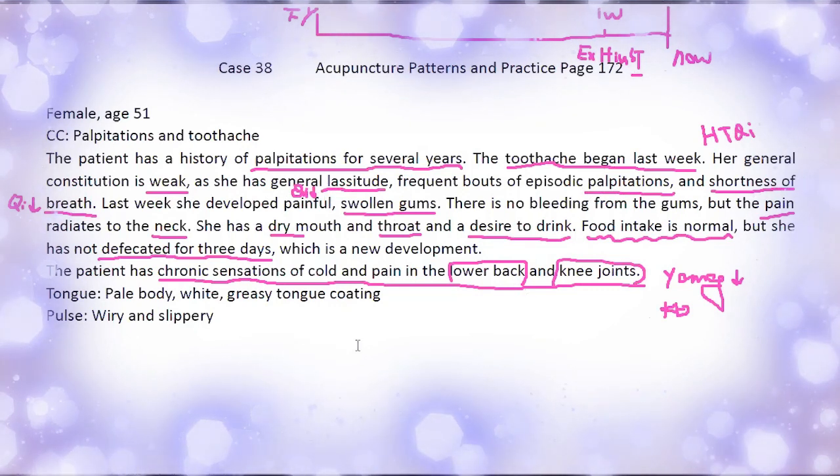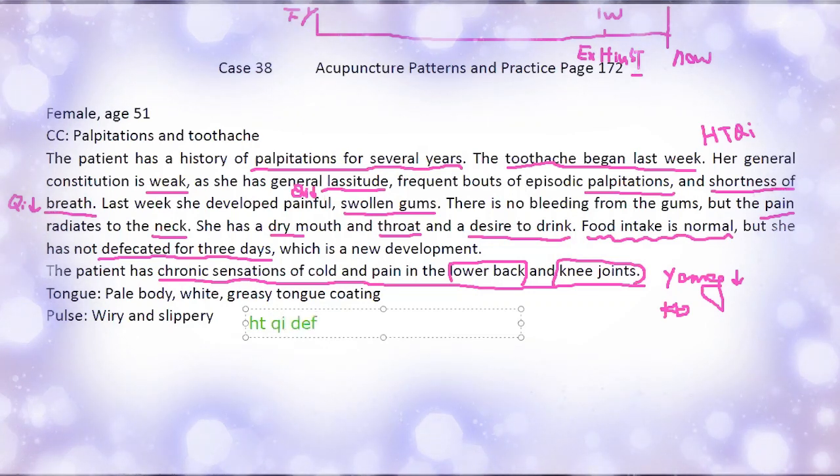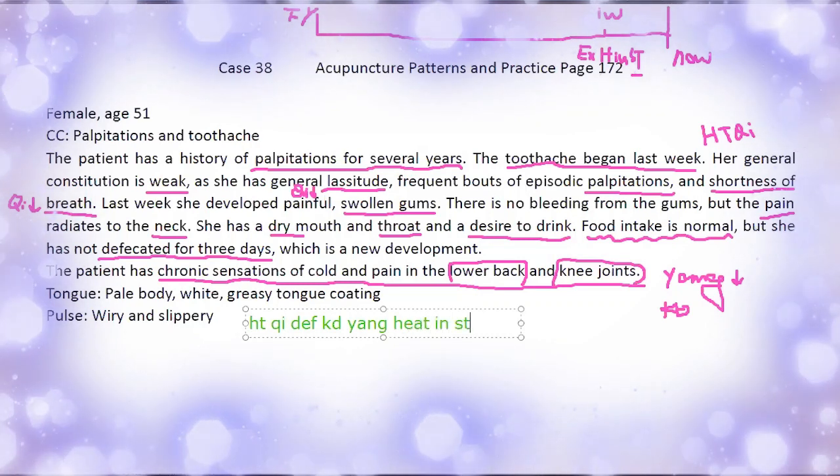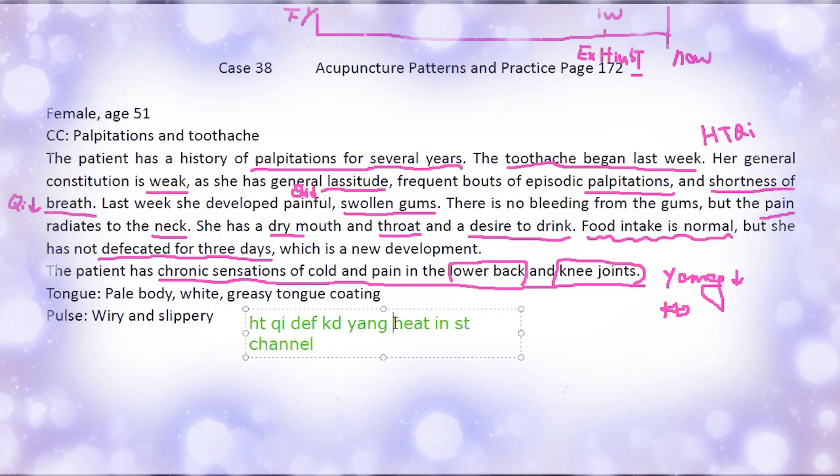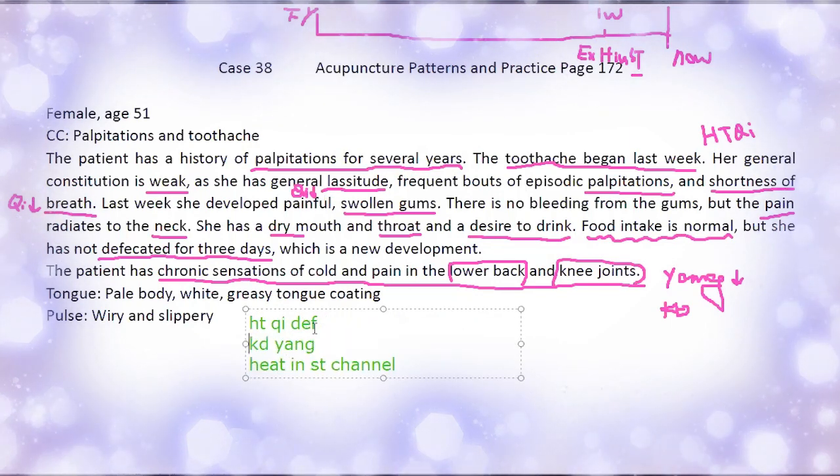So the pattern we put together here: heart qi deficiency and kidney yang deficiency, and the local area for the gum problems is heat in the stomach channel. You can separate it here. That's in the book.